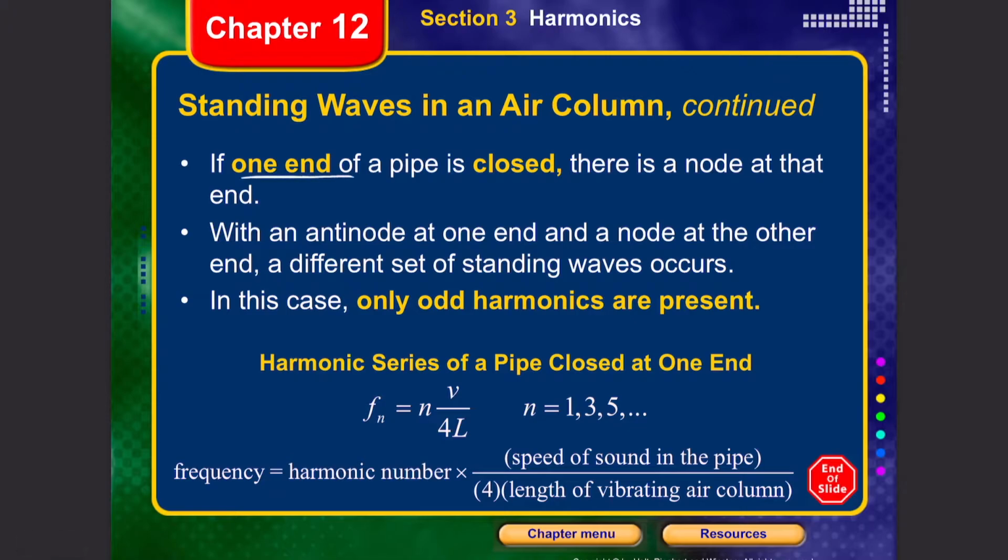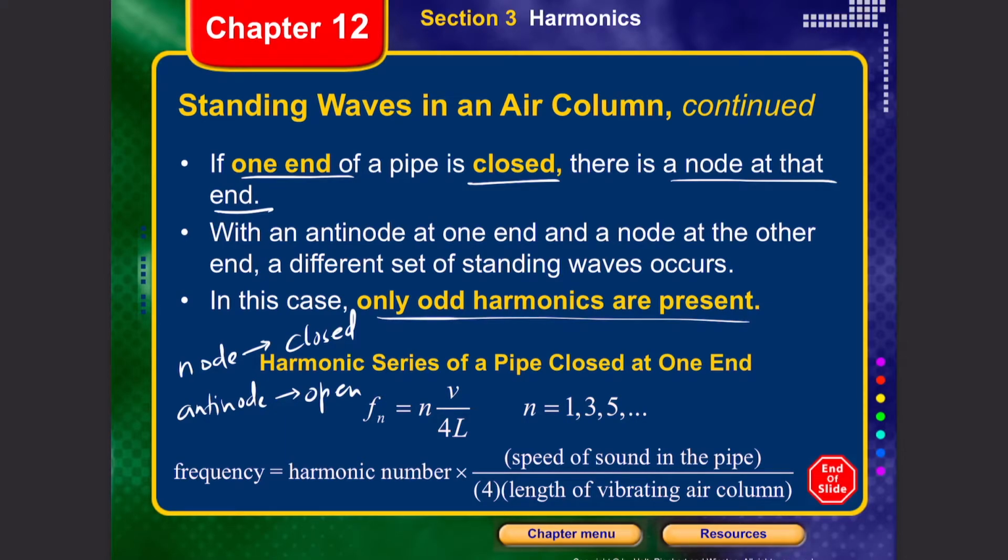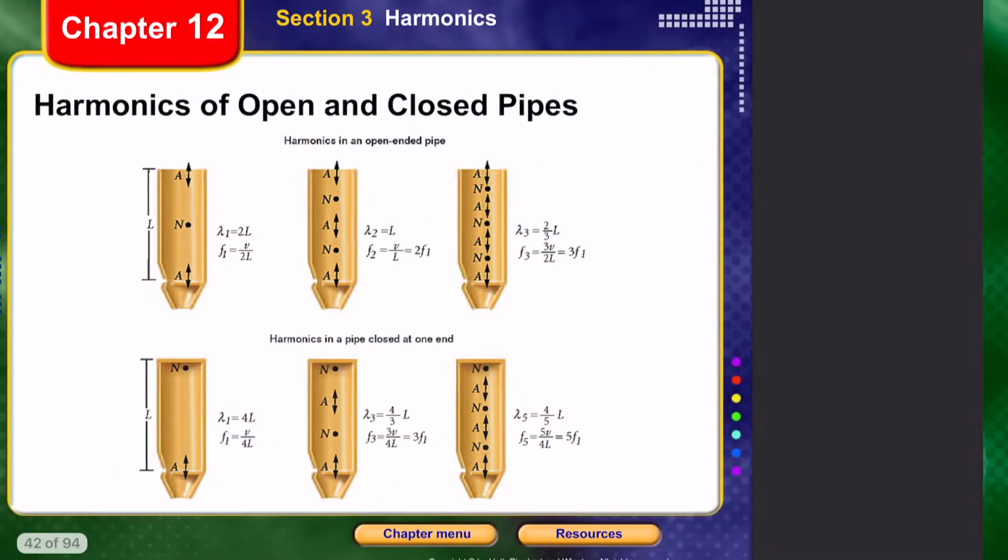Now what if you have one end of the pipe closed? When one end of the pipe is closed, there is a node at the closed end and an antinode at the open end. Always remember, nodes form on the closed ends and antinodes form on the open ends. Only odd harmonics are present when one side of the pipe is closed. The formula for the harmonic series will be n times v by 4L, where n can be the series of odd numbers. Remember this, that this formula only applies when a pipe is closed at one end. So this is the harmonic series.